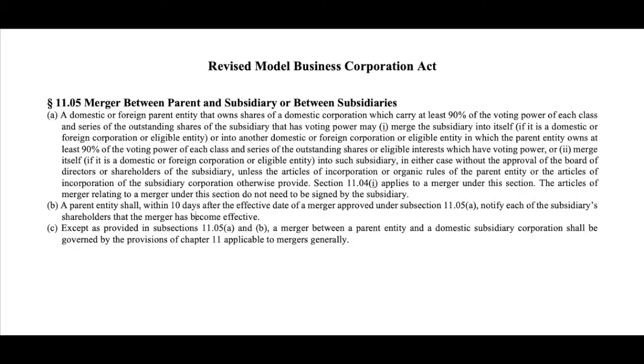That then brings us to a different exception, which is contained in section 11.05. This is for parent-subsidiary mergers. This is also often known as the short form merger. In Model Act jurisdictions, 11.05A says that a parent corporation that owns at least 90% of all classes of stock with voting power can merge the subsidiary into itself, and in this case, without approval even of the board of directors of the subsidiary and without approval of the minority shareholders in the subsidiary.